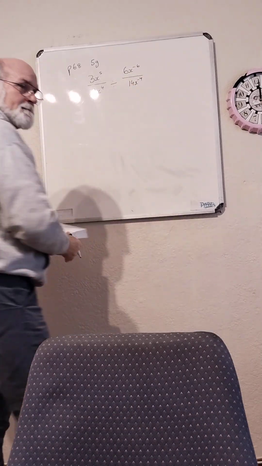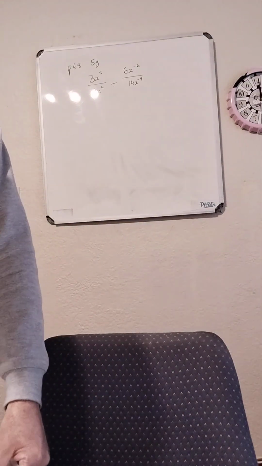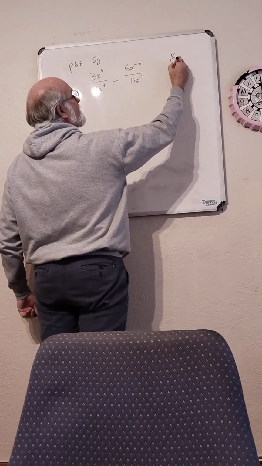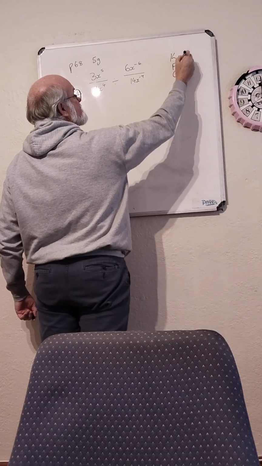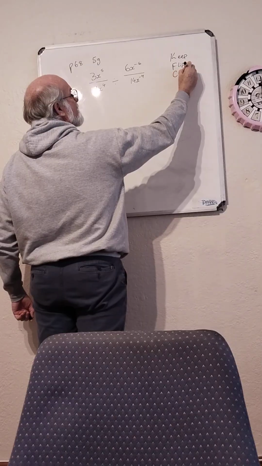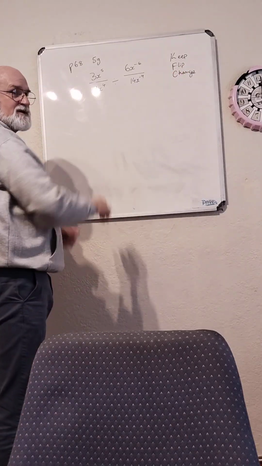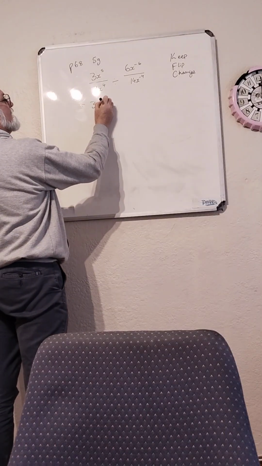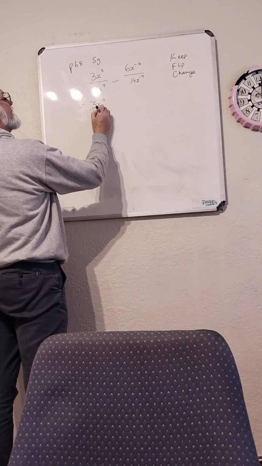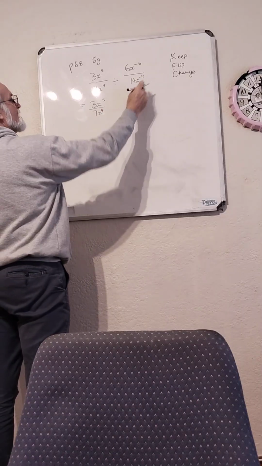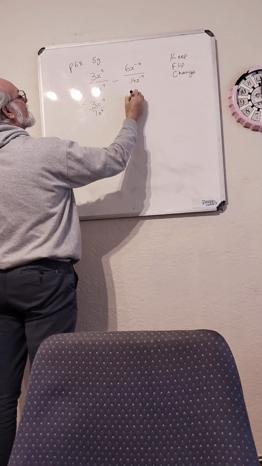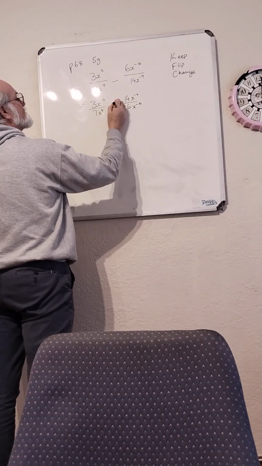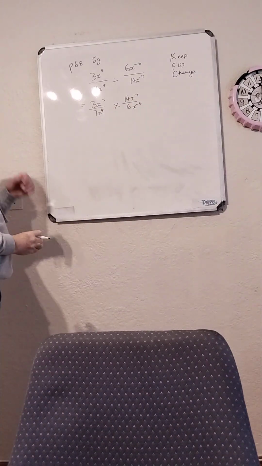negative 4. All right. What I do with these, obviously, first thing, your KFC, your keep flip change rule, when we're dividing with fractions, because although it's algebra, it's still a fraction divided by a fraction, right? So I'm going to say then that becomes 3x to the 5 over 7x to the 4. Keep the first fraction, flip the second fraction, so I'll get 14x to the minus 4 over 6x to the minus 6, and change the divide to times. So that's the first thing I'm going to do.